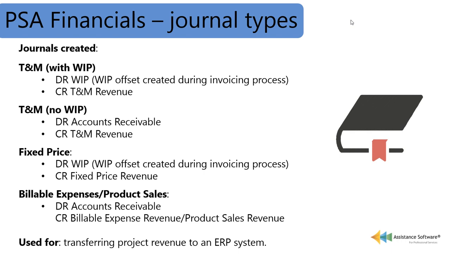So what that means is you're recognizing T&M revenue at the time of invoicing. So it's a very straightforward entry. You're going to debit accounts receivable and credit your T&M revenue accounts.